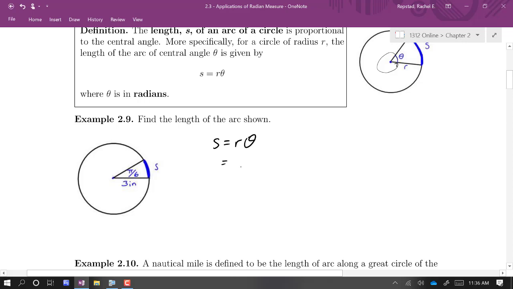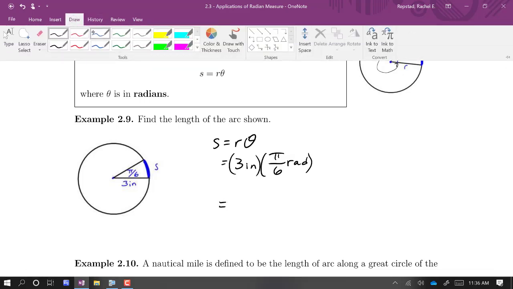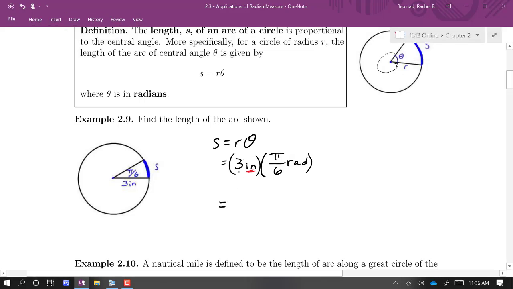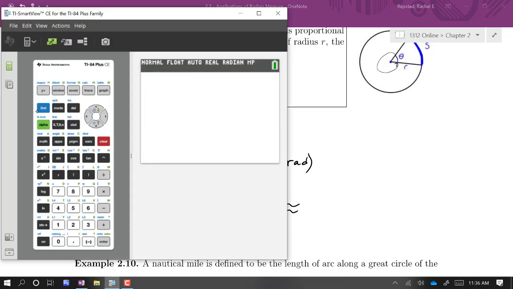So S is equal to r theta, so we have 3 inches times pi over 6. Now you could write radians if you want, pi over 6 radians, but just understand that radians are dimensionless, so they do not contribute to units at the end of this calculation. The units that we get will be just inches. So 3 times pi over 6 is pi over 2 inches. There it is exactly, and we could approximate if we like: 1.57.